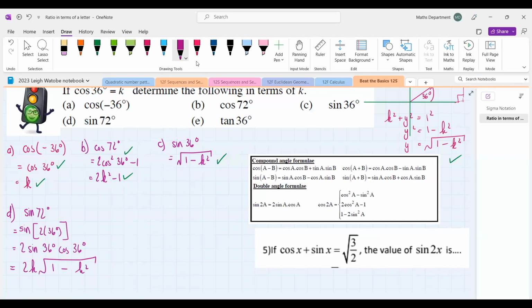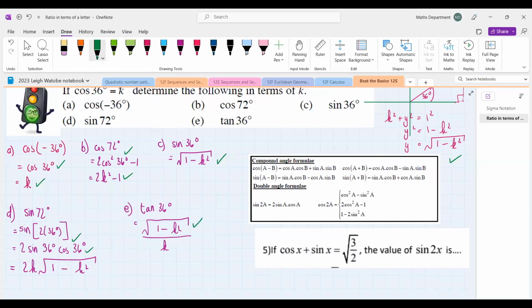Perfect. Okay. All right, Pinga, you're done with number 5. I'm going to hear from you on how you did number 5, okay? We're just going to finish marking this. Question E. So this was the tan of 36. Again, we would have just referred to our diagram for this. So we would have had y over x. This would have given us root 1 minus k squared all over k.